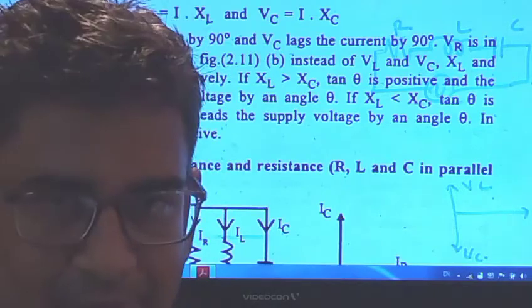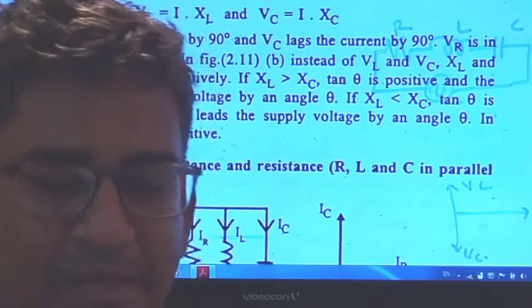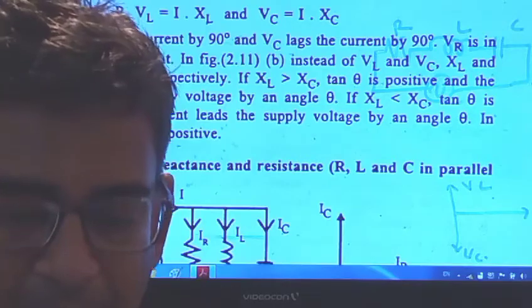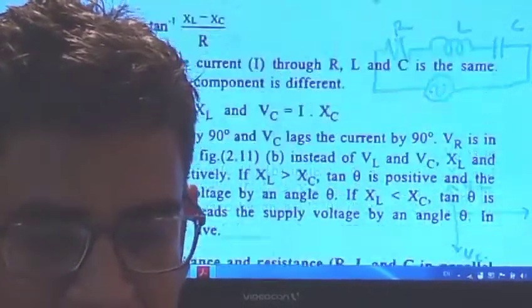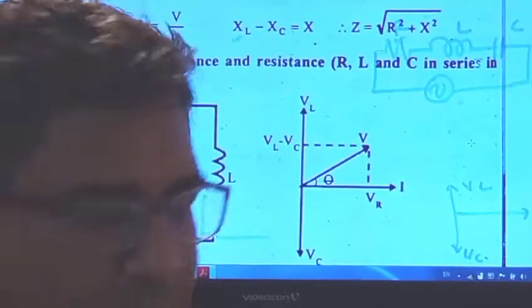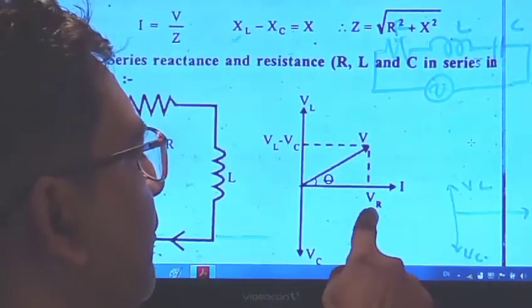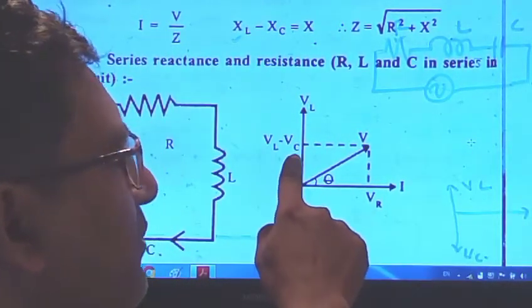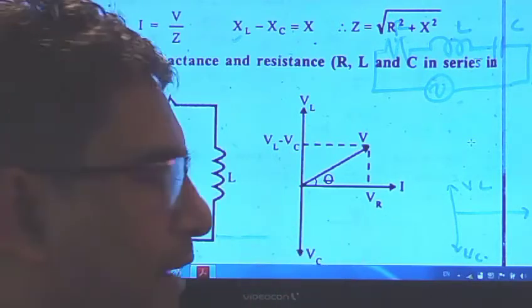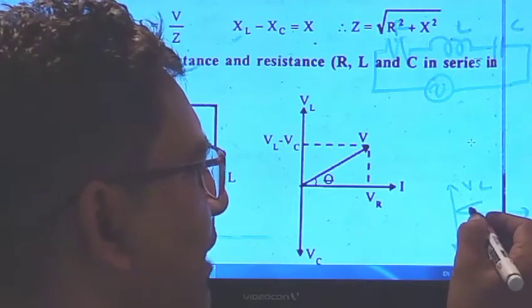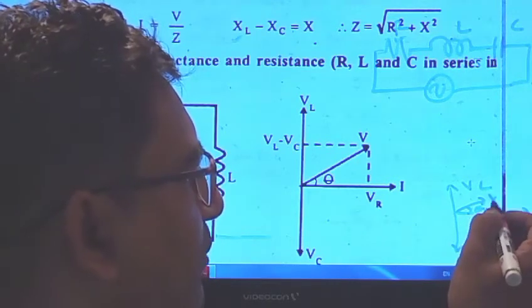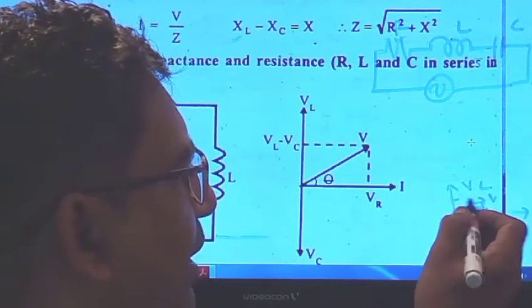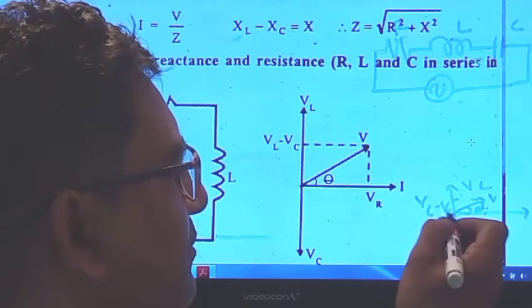Instead of VR and VC, the XL and XC are plotted respectively. As we have studied in the upper phasor diagram, VR and VL minus VC are indicated and form the angle called theta. Here you will get the voltage, here the VR value, and here VL minus VC.